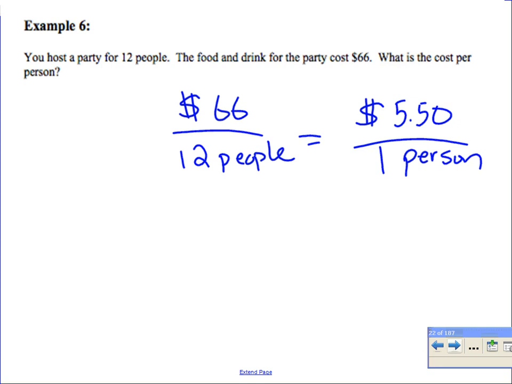Annalise? Well, the total cost is $66. So you're just figuring out how much each person would have to pay to enter the party. The total cost for food and drinks is $66. You're just finding the cost per person with everything mushed together. Donatus?